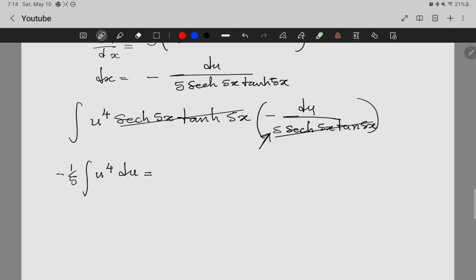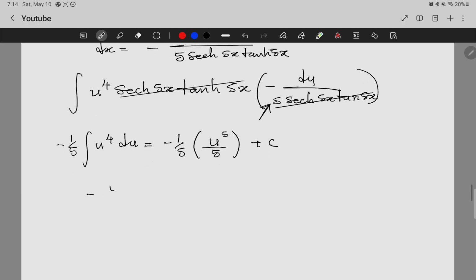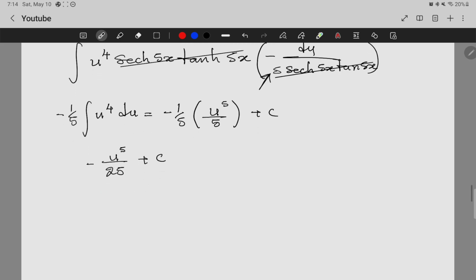And of course, this is a straight away integral. So when we integrate u to the 4, add 1 becomes 5. Then divide down there. So this becomes minus u to the power 5 over 25 plus c. Then recall what u is. So this becomes sec to the power 5, 5x over 25 plus c.